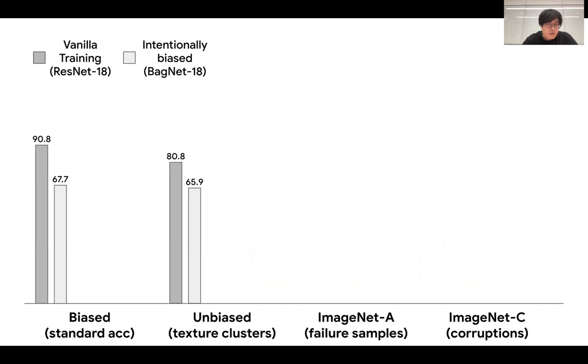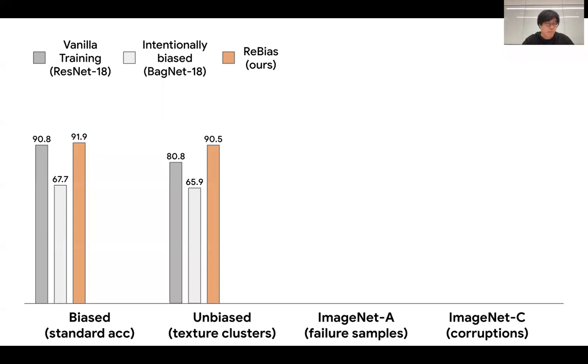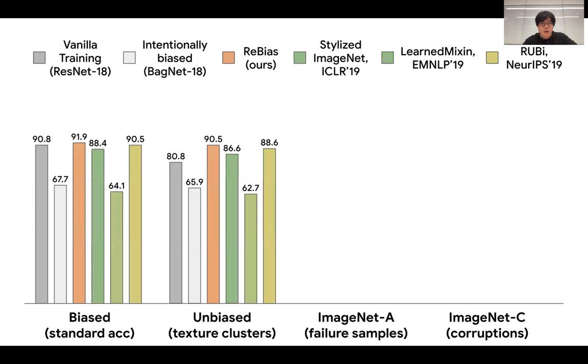And here are our results. Of course, we get better results at biased accuracy and unbiased accuracy. Here, biased accuracy is the standard validation accuracy of ImageNet, and unbiased accuracy is the mean per-combination cell accuracy, of course. And there are some comparison methods here, and ours is still better than the previous methods.